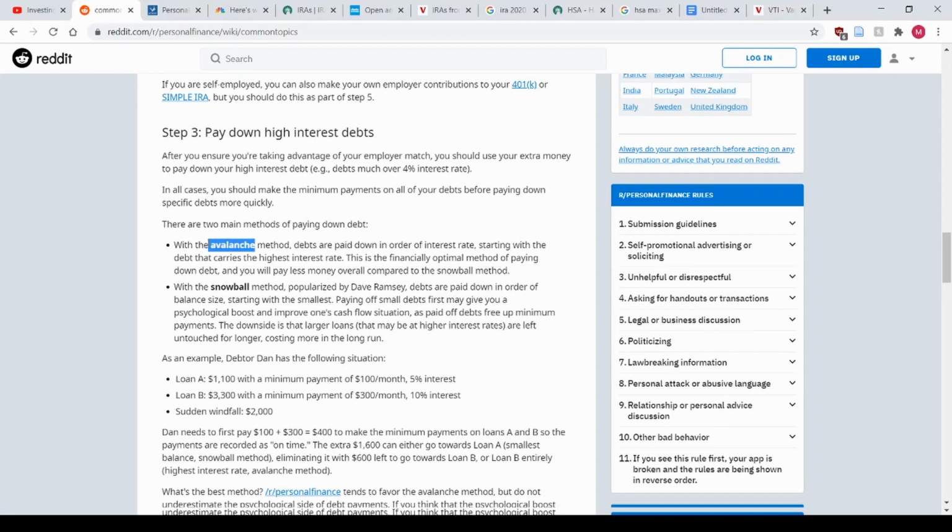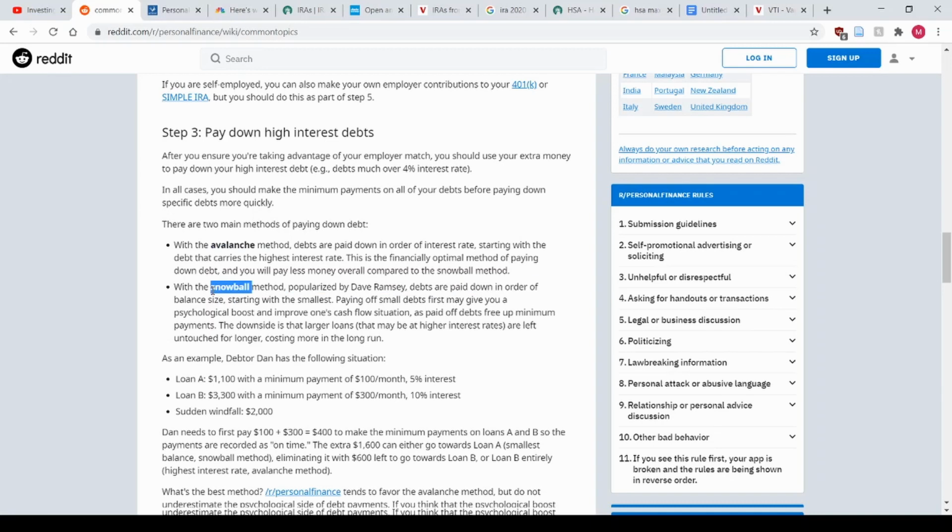One's the avalanche method, which is tackling the debt with the highest interest rate. And that kind of makes sense because the higher the interest rate, the more it's charging you. So you want to take those down first. And then once you take those down, move on to the next one with the highest interest rate. That's the avalanche method.